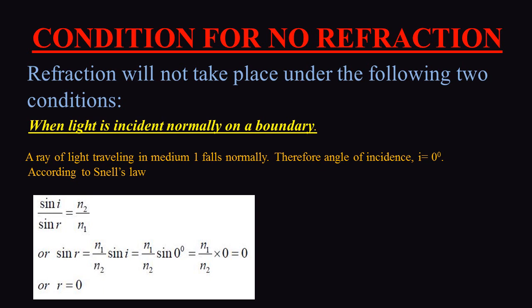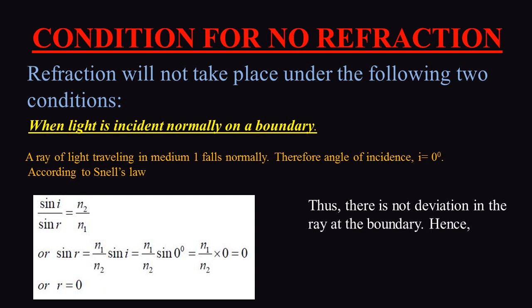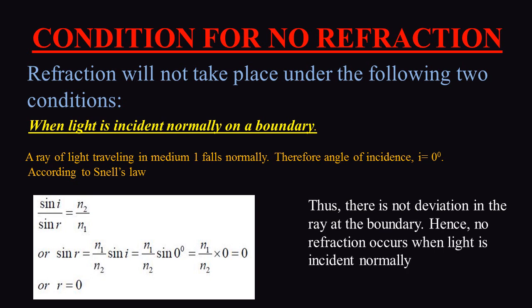According to Snell's law, sin i by sin r equals n2 by n1, or sin r equals n1 by n2 into sin i. Therefore, that equals n1 by n2 sin 0 degree. And the value of sin 0 degree is 0. Hence, the r value is 0. Thus, there is no deviation in the ray at the boundary. Hence, no refraction occurs when light is incident normally on a boundary of two media.